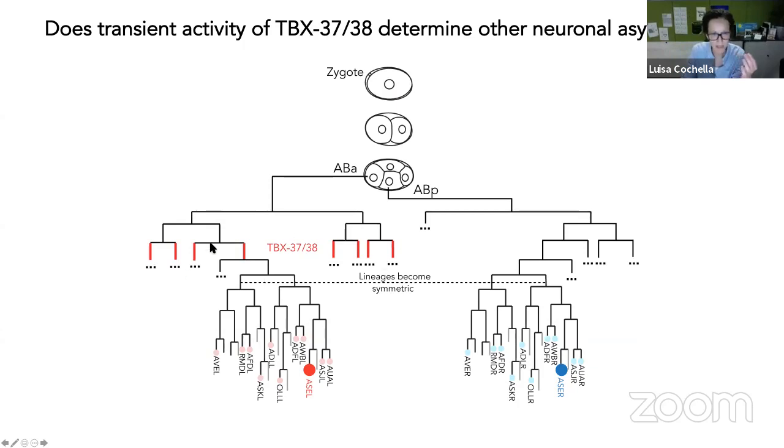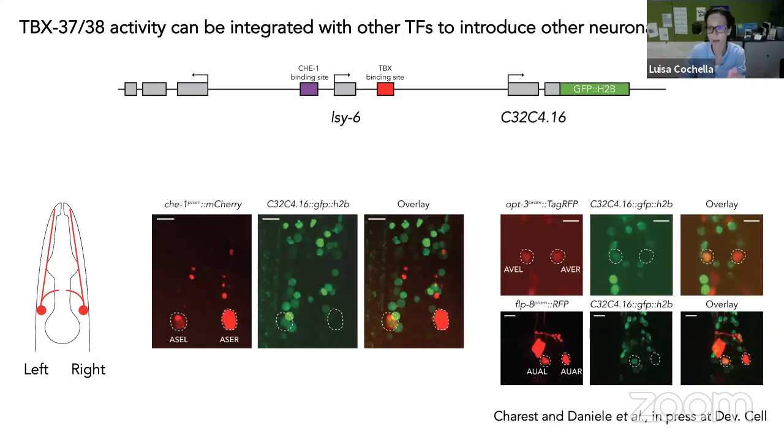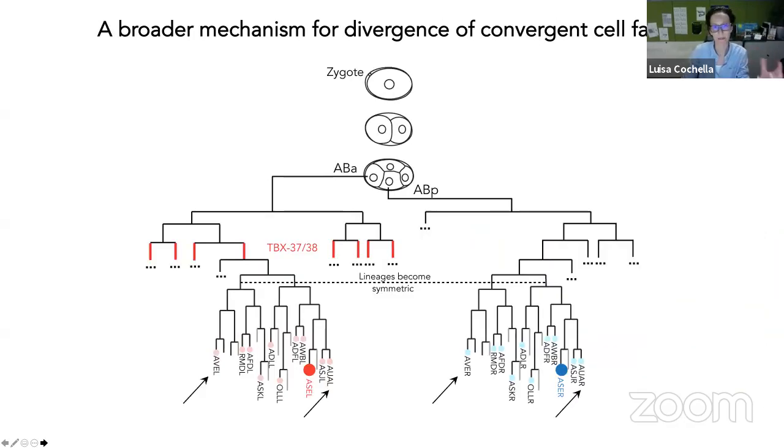So if TVX3738 are priming the Lausitz-X locus for asymmetric expression between the left and right ASE neurons, we also wondered if there are other genes that are asymmetrically primed between these two neurons, and this could be a mechanism to generate other neuronal asymmetries. And I will just show you one very quick case in which we actually find that this gene that is downstream of Lausitz-X is in fact also asymmetrically expressed in other neuron pairs that have this asymmetric origin. And so what we are thinking at the moment is that this might be a broader mechanism for generation of cell type diversity in development, very specifically in the case of C.